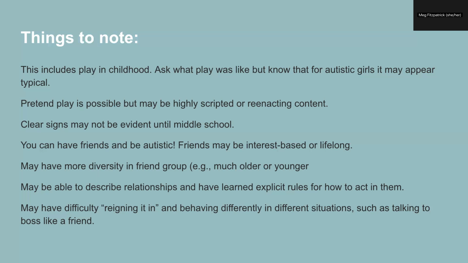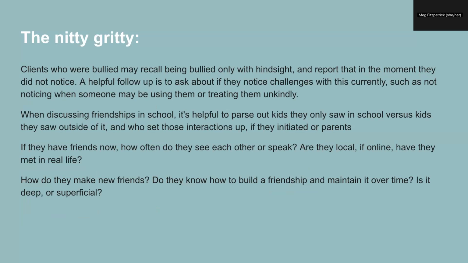They may be able to describe relationships or have learned explicit rules for how to act in them. And they may have difficulty reining it in and behaving differently in different situations, like talking to a boss like a friend. And so, again, just understanding where the challenge comes up is going to be important. The nitty-gritty of this is clients who were bullied may recall being bullied only with hindsight and report that in the moment they didn't notice. A helpful follow-up is to ask about noticing challenges with this currently, such as not noticing when someone may be using them or treating them unkindly.